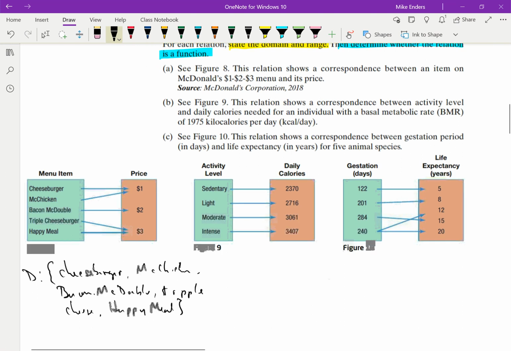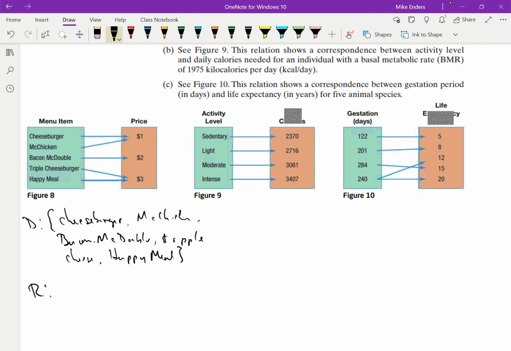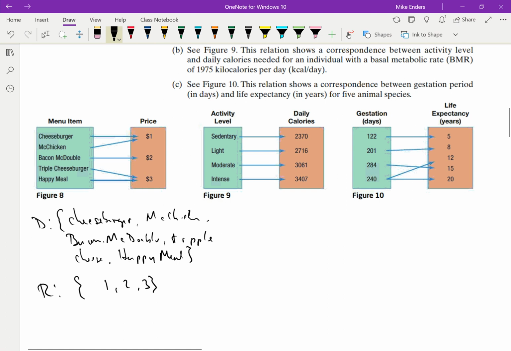Close off our curly braces there. Then for our range, we have $1, $2, and $3. Much simpler to write that one out than what we had before. Basically, our domain is where we start, and our range is where we end. Our domain was all the menu items, and our range was the price. So that's the first part of what we're looking for.